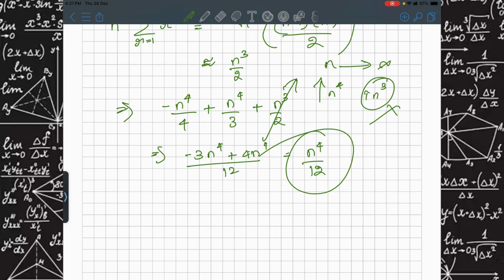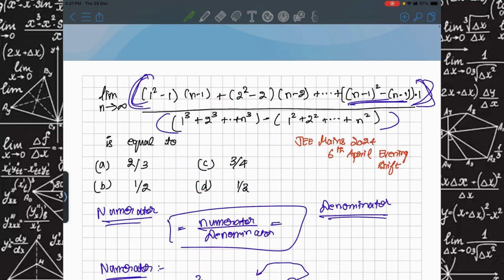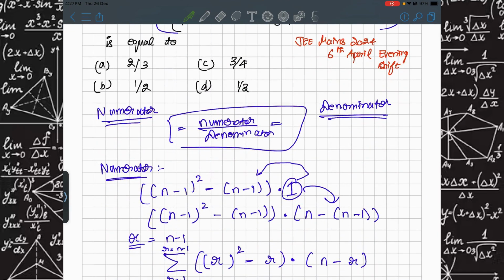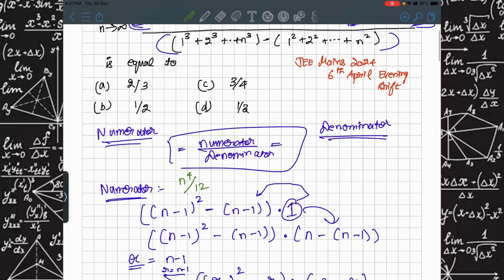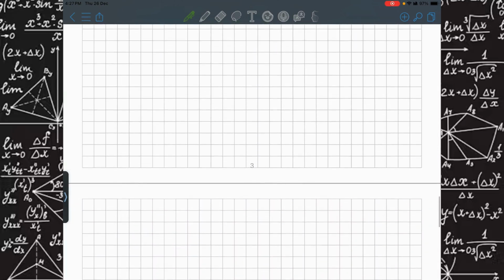This is the answer for the numerator, not for the denominator. Denominator is yet to be calculated. Okay, so numerator part we have solved, and this is nothing but n power 4 divided by 12. Right, now we are going to solve for the denominator. Okay, so let's go for the denominator part.